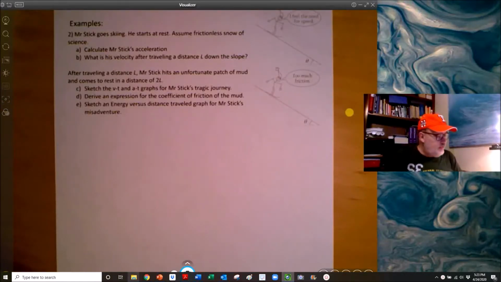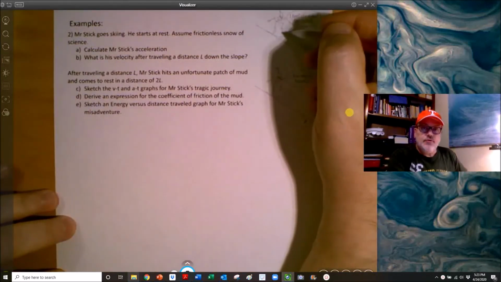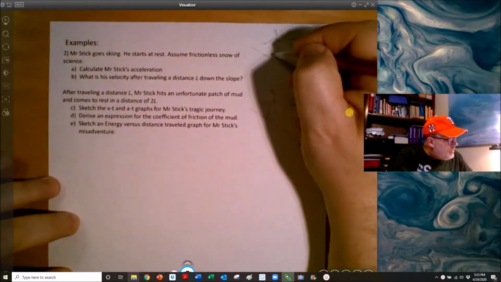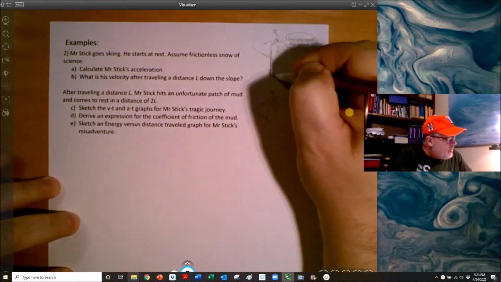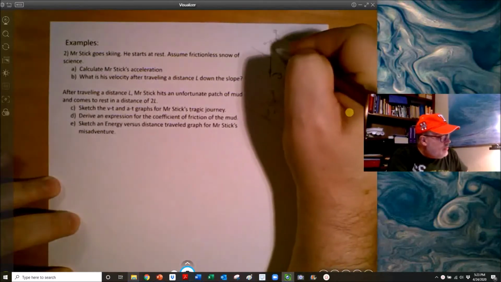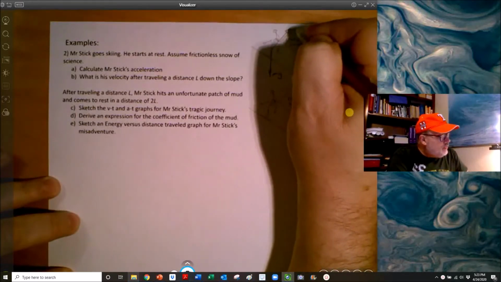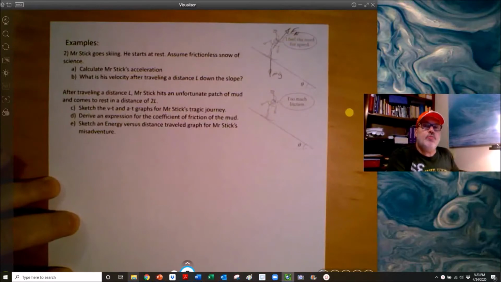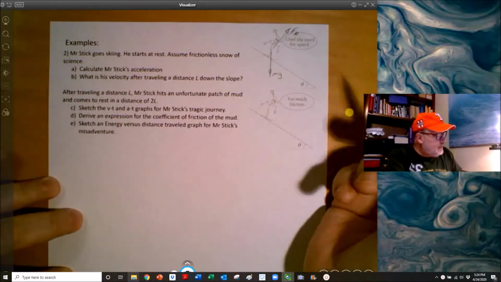All right, Mr. Stick goes skiing. He starts at rest. Assume a frictionless snow of science. Calculate Mr. Stick's acceleration. All right, so let's draw a free body diagram up here, and we have a gravitational force straight down. We have a normal force. Remember that the normal force is always perpendicular to the surface of contact, and there's no friction, so that's it.